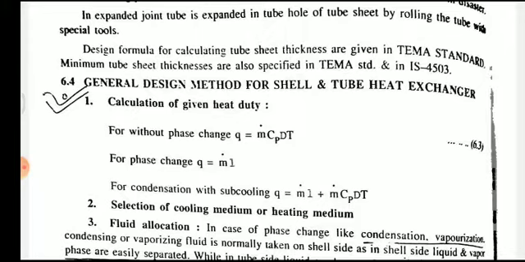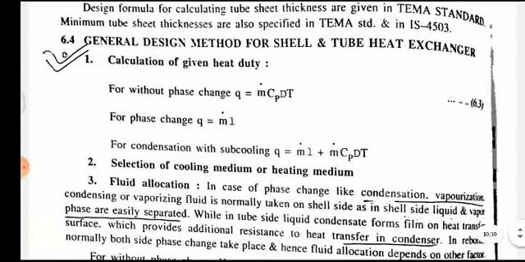Without phase change, heat duty is Q = m cp delta T. For phase change, Q is equal to m times latent heat. And for condensation with subcooling, Q is equal to m times latent heat plus m cp delta T.